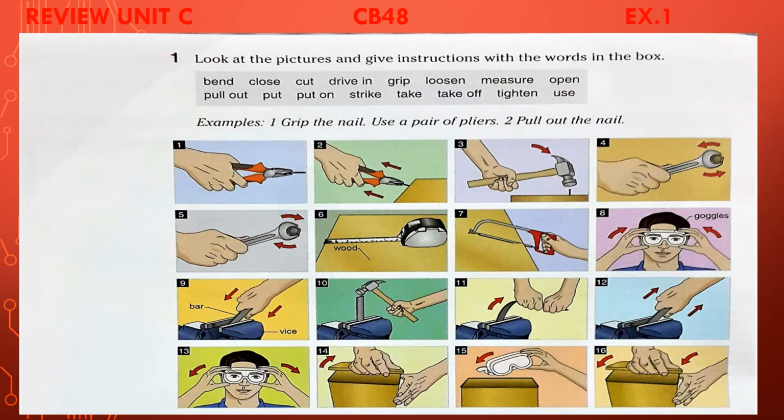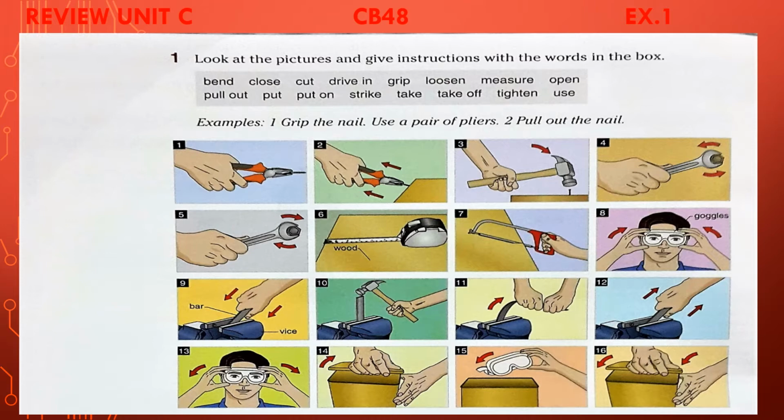Now let's see exercise 1. Look at the pictures and give instructions with the words in the box. Bend, close, cut, drive in, grip, loosen, measure, open, pull out, put on, strike, take off, tighten, and use.